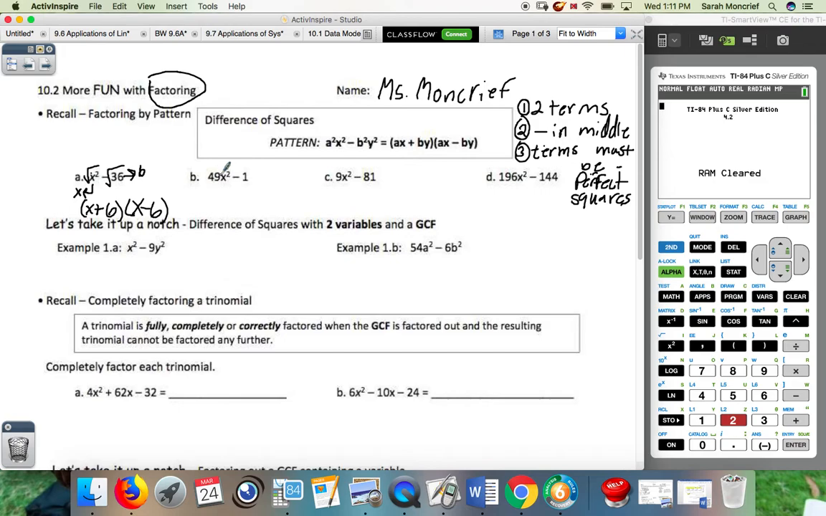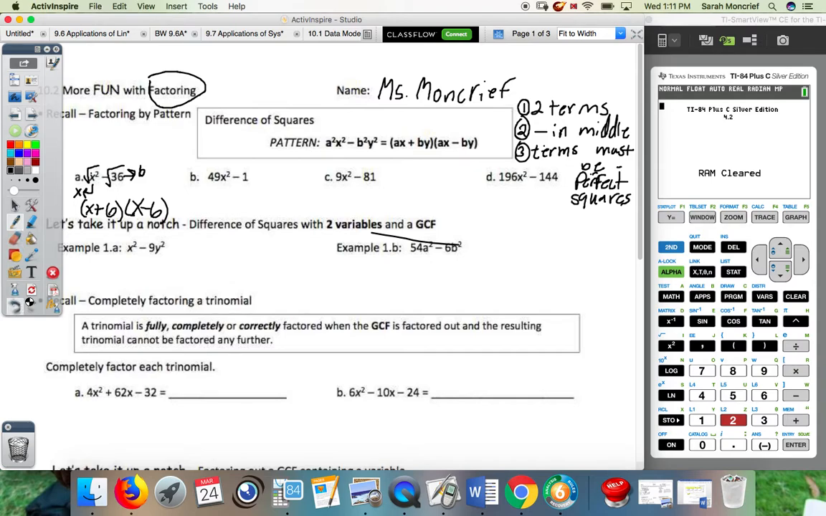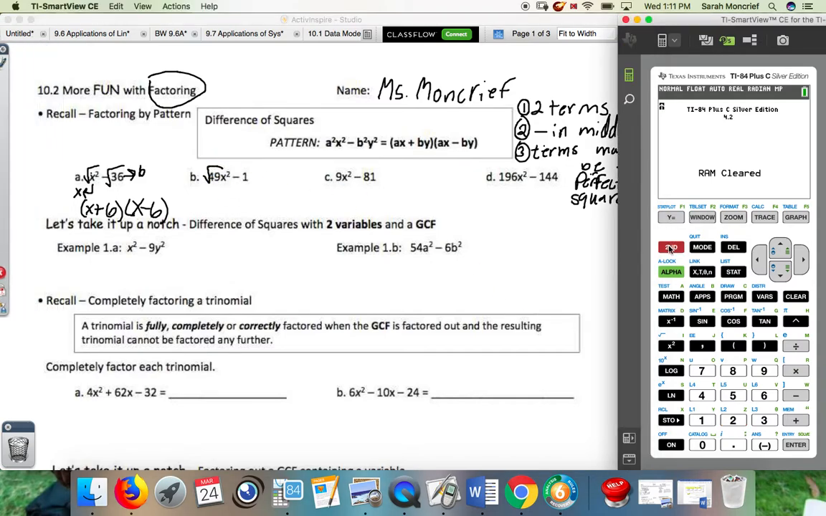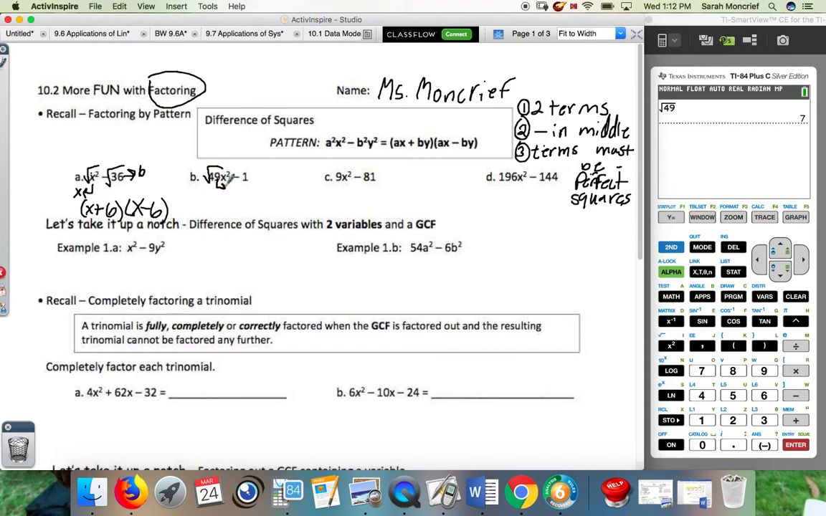So now let's check out B. Does it have two terms? Yep, we're cool with that. Does it have a minus in the middle? Yep, we're cool with that. So now we need to see if these are perfect squares. So let's try to take the square root of 49x squared. Well, what's the square root of 49? That's 7, so we're cool with that. And then what's the square root of x squared? Well, that's just x. We've done that one a lot.